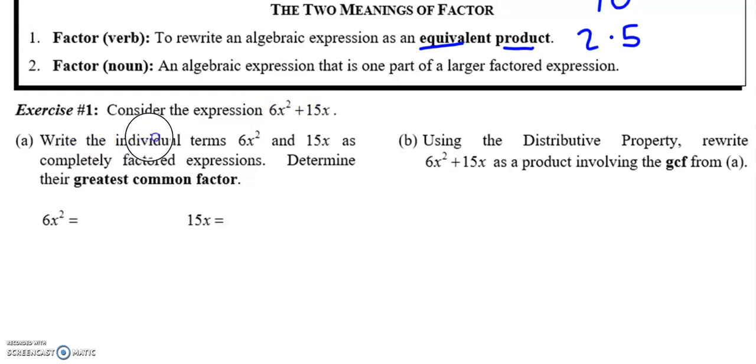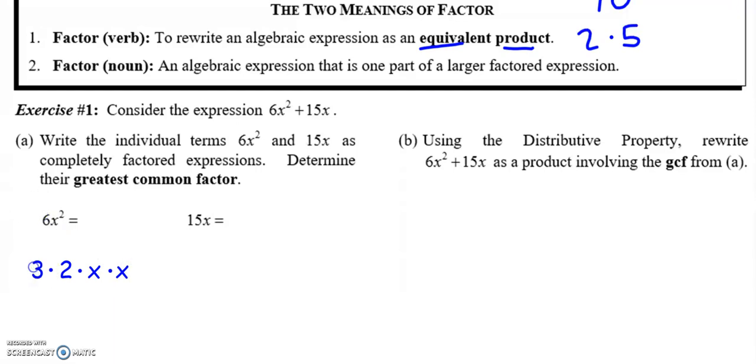to write each individual term, the 6x squared and the 15x, as completely factored expressions, and then we're going to determine the greatest common factor. We call this the GCF. So I'll give you the first part. If we want to break this down, we want to know everything that we can multiply to make this. So it'd be something like this, 3 times 2 times x times x. So that has completely factored this expression.